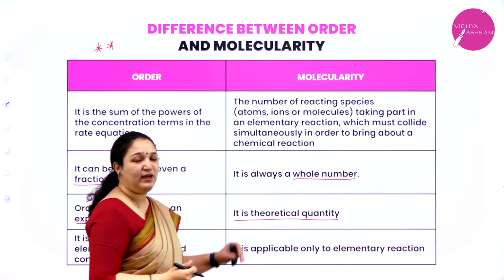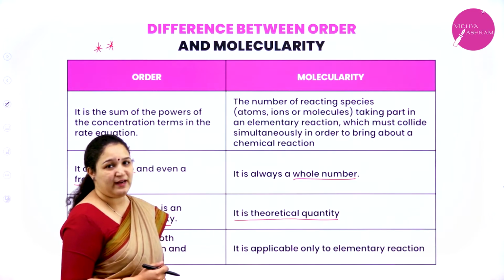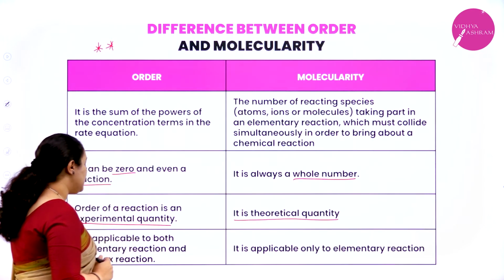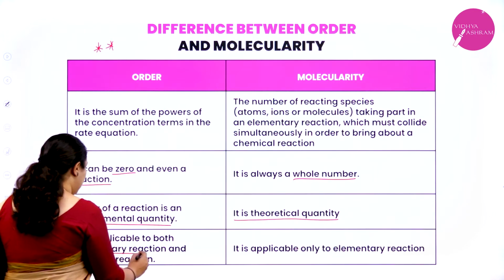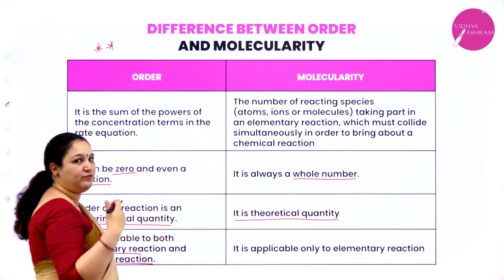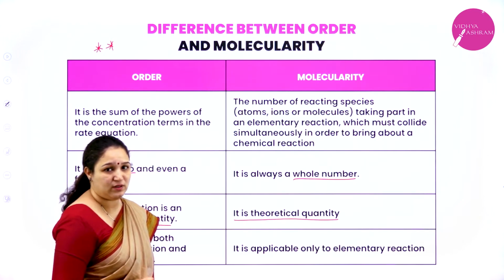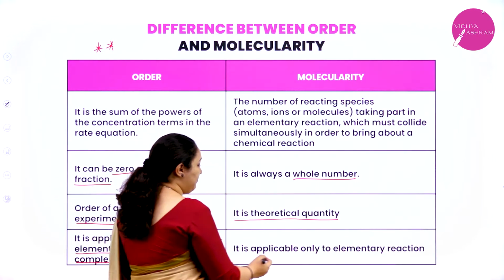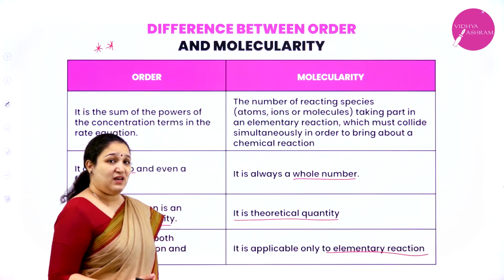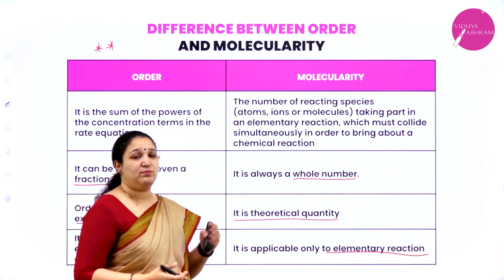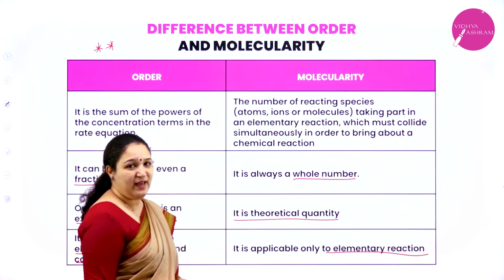It's just by looking into the balanced chemical equation, I can tell the molecularity of a reaction. Last difference is, it is applicable to both elementary reaction and complex reaction. Order of the reaction I can tell for any reaction, but I have to do it experimentally and then only I can tell the order. But molecularity is applicable only to elementary reaction. So these are the main differences between order and molecularity which you need to write for your exams.